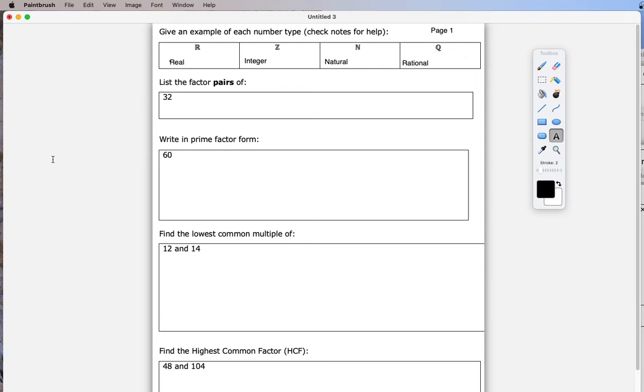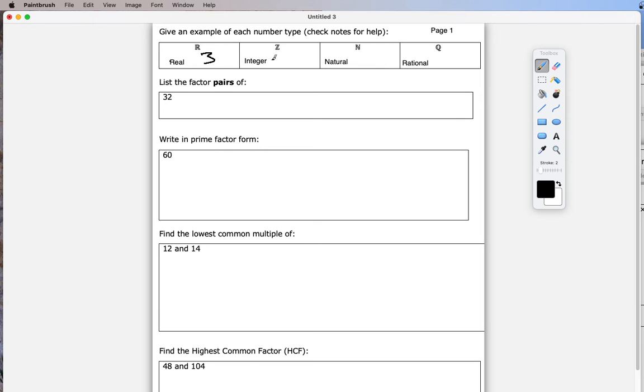So the first thing is that a real number is any number that you can think of. It doesn't matter decimal, fraction, it doesn't matter positive, negative. So for me, I'm going to pick something simple. I'm going to pick 3 because it's a number. So R, you can pick any number that you can think of, all right?